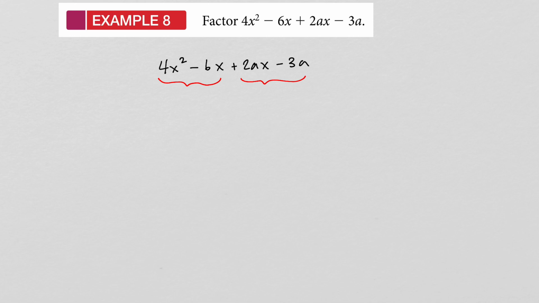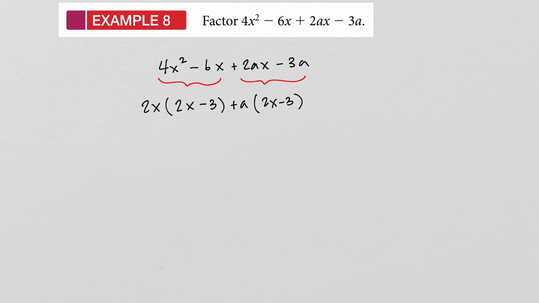So if I were only focused on these 2 terms, I would be able to factor out a 2x here. If I pull out that 2x, what I'm going to have left over is 2x minus 3. I just pulled the greatest common factor out of these 2 terms. Then if you look at the next 2 terms, what can you pull out of there? Well, the only thing these 2 terms have in common is an a. So I can pull out a positive a, and when I do that, notice what's left over: 2x minus 3.